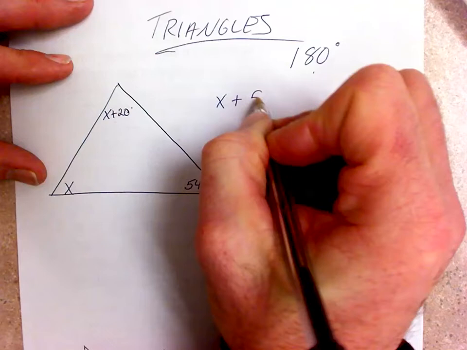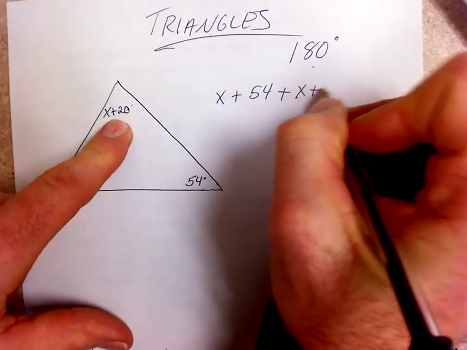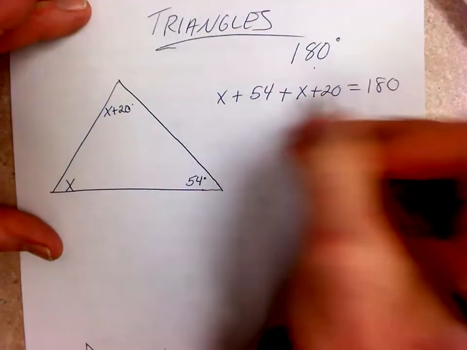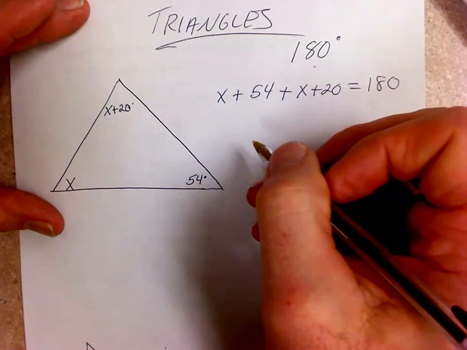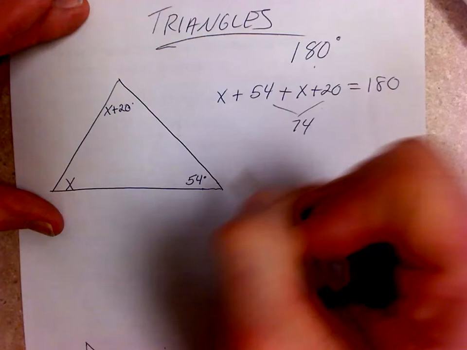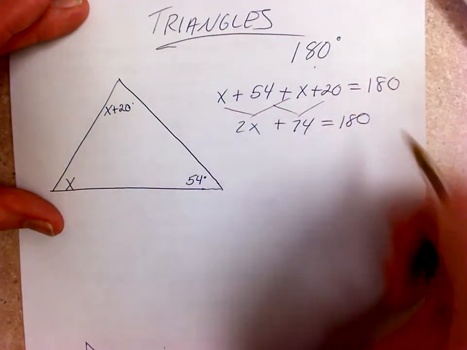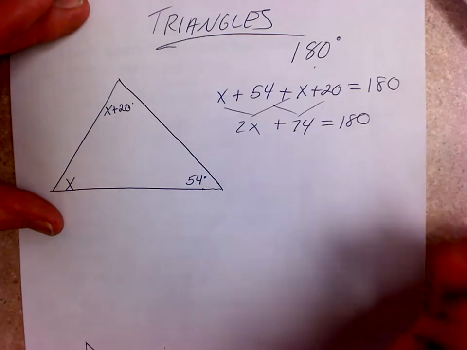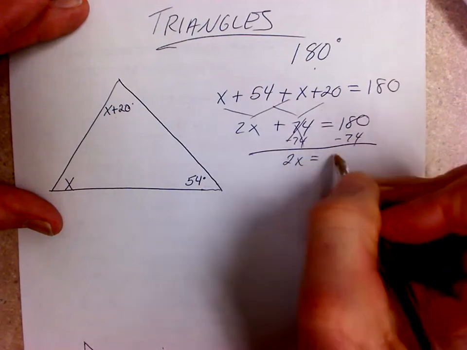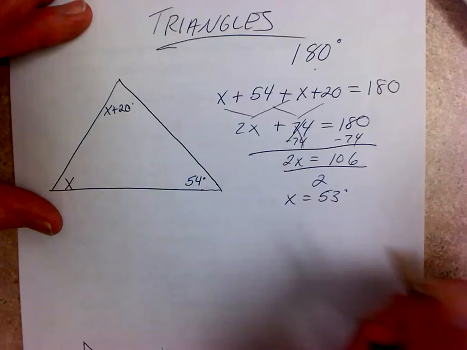So if we write that out, x plus 54 plus x plus 20, we know that that has to all total 180. And once we get it written out, this should look very familiar to you as everything we've been doing in chapter 6. All right, 54 plus 20 are like terms. X and x are like terms. And now we can just fall back on what we've been doing in chapter 6. Subtract your 74s. Divide everything by 2. X equals 53 degrees.